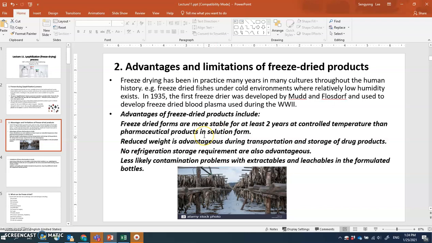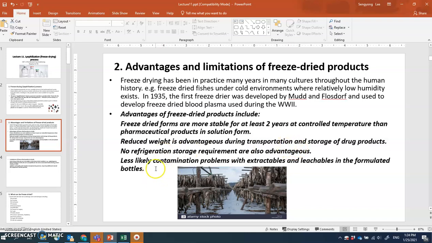Once your drug is freeze-dried, normally it can be stored without refrigeration. Think about exporting your drug to someplace in Africa or other parts of the world where the logistical capacity is not very good. They maybe don't have good refrigeration or transportation conditions. Then freeze-dried products are much more stable, so it is much more advantageous, right?